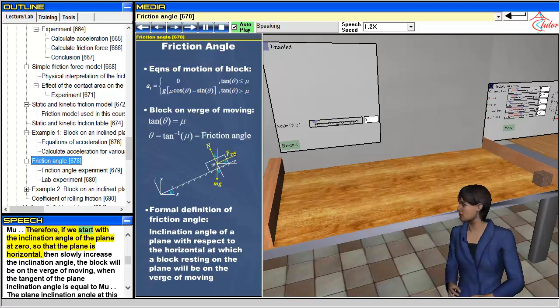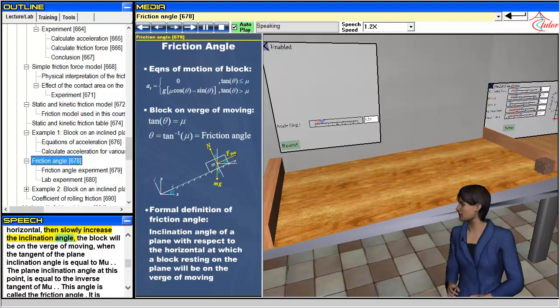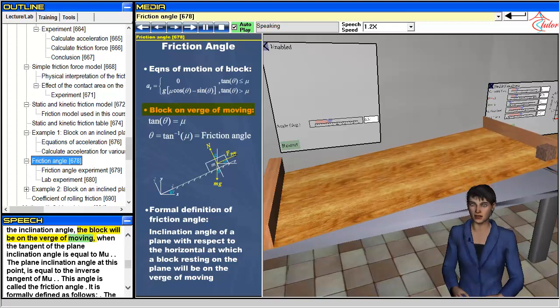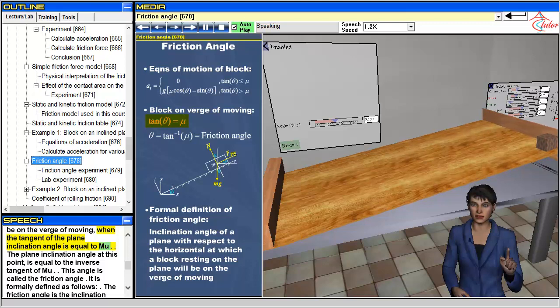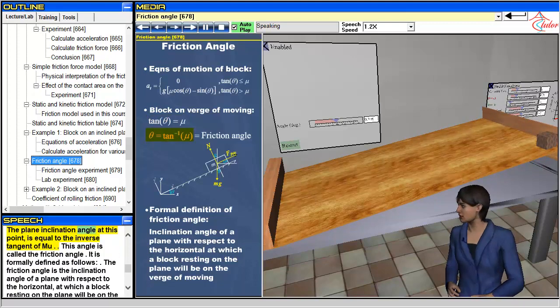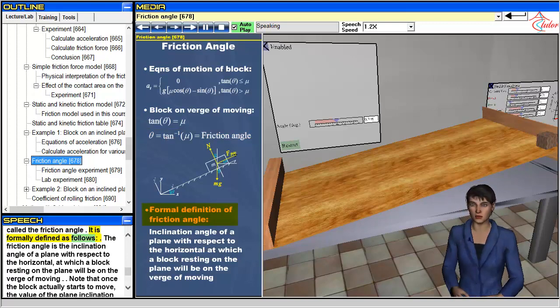Therefore, if we start with the inclination angle of the plane at 0, so that the plane is horizontal, then slowly increase the inclination angle, the block will be on the verge of moving when the tangent of the plane inclination angle is equal to mu. The plane inclination angle at this point is equal to the inverse tangent of mu. This angle is called the friction angle. It is formally defined as follows.